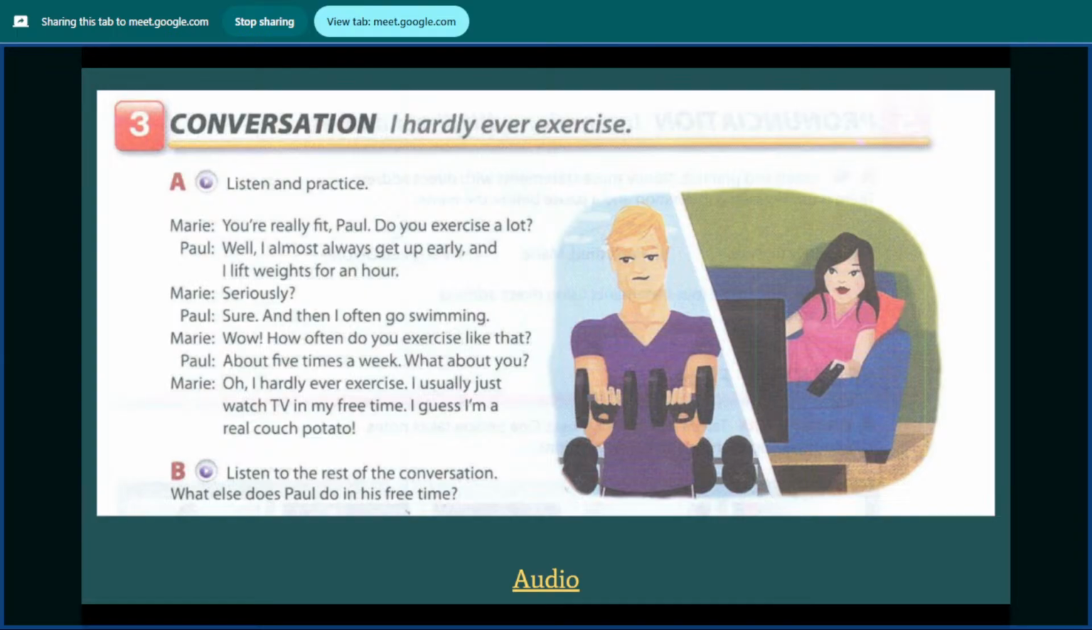Okay, great. So again, they're talking about exercising over here. So Mary says, here we can see in the picture also, that you are really fit, Paul. Do you exercise a lot? Then he says, I almost always get up early. Almost always. Okay, so आपण बघणार आहोत हे phrases आपल्याला कसे यूज करायचे आहेत. I almost always get up early and I lift weights for an hour. Okay, both are correct pronunciations, but if you want to sound fluent, the shorter one becomes the better pronunciation over here. Okay, then she says seriously, then he says sure, and then I often go swimming.